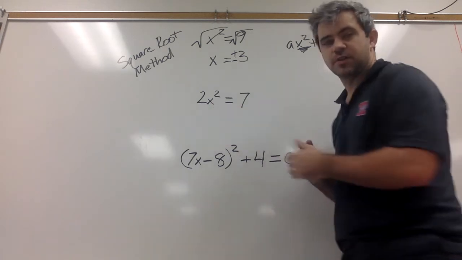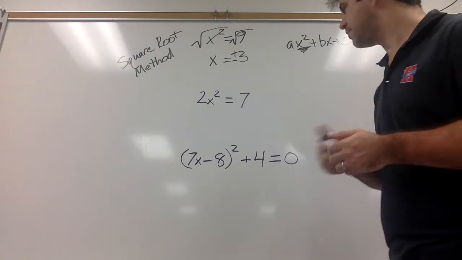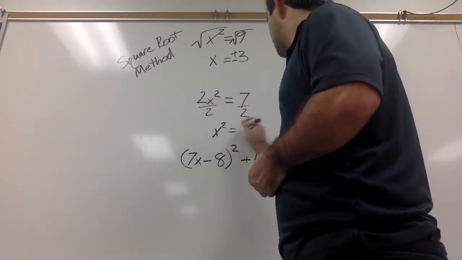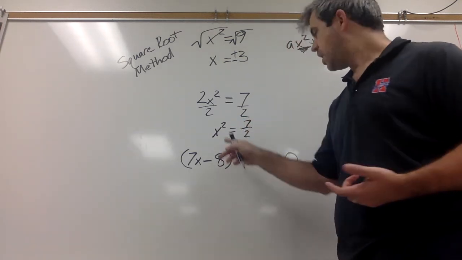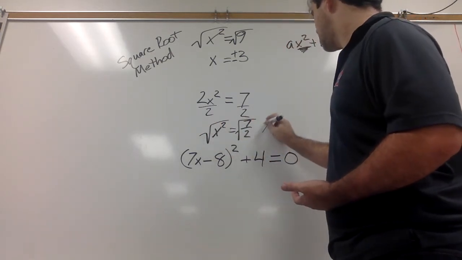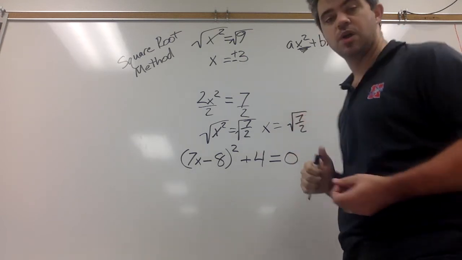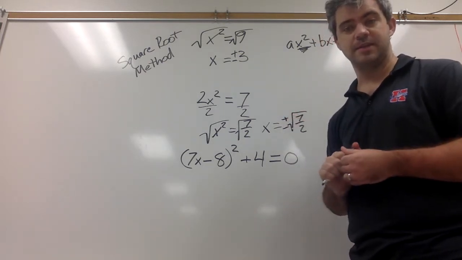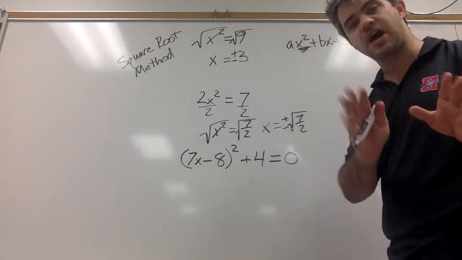Okay, here's another example right here. We want to get the x squared, the squared part by itself. So we're going to divide by 2. x squared equals 7 over 2. Again, how do we undo squaring? We're going to do a square root. So x equals the square root of 7 over 2. And again, we have to be careful. It could be plus or minus.